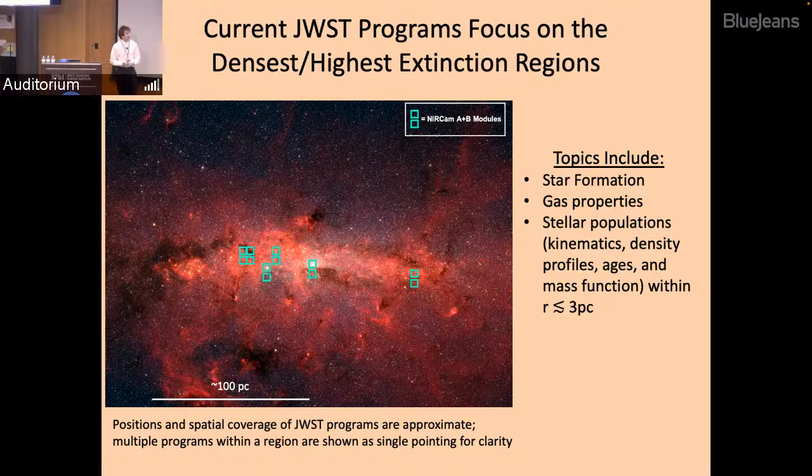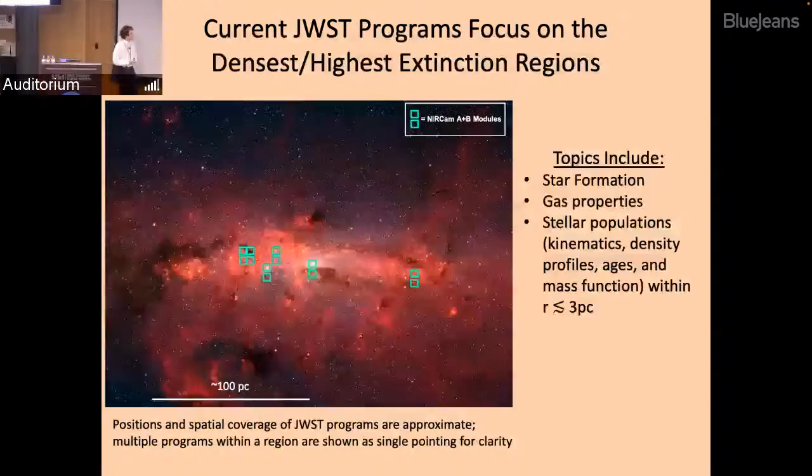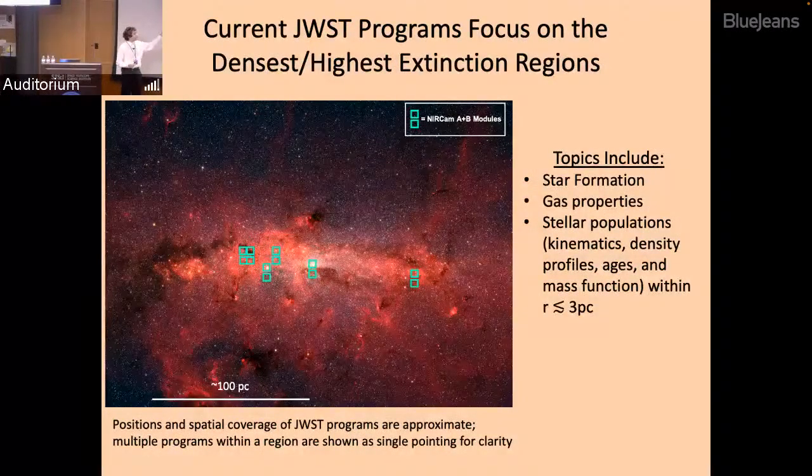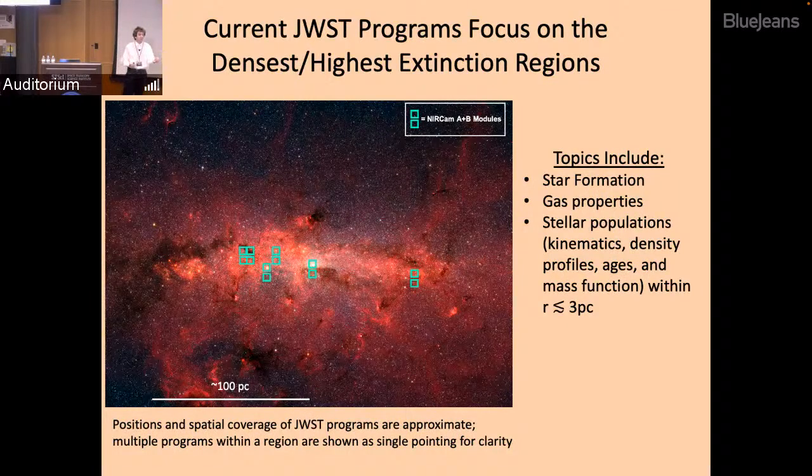What are the gas properties, right? What are the details of the stellar populations at the very center of the galaxy? Their kinematics, density profiles, and so forth, right? So these programs are so far really clustered around the highest density or highest extinction regions toward the Galactic Center, which is where JWST, with its fantastic capabilities, really makes it accessible to us.